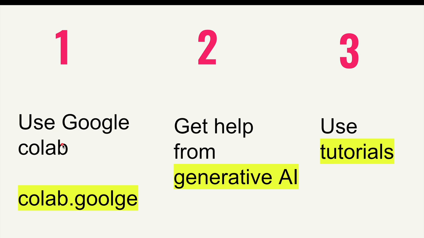I suggest these 3 steps. Well, first of all, use Google Colab. Now that's the website. I will just show it to you in a minute, so hang on to that. Get help from generative AI, right? ChatGPT everybody knows about, but there's also Gemini, and Gemini is actually built into Colab.